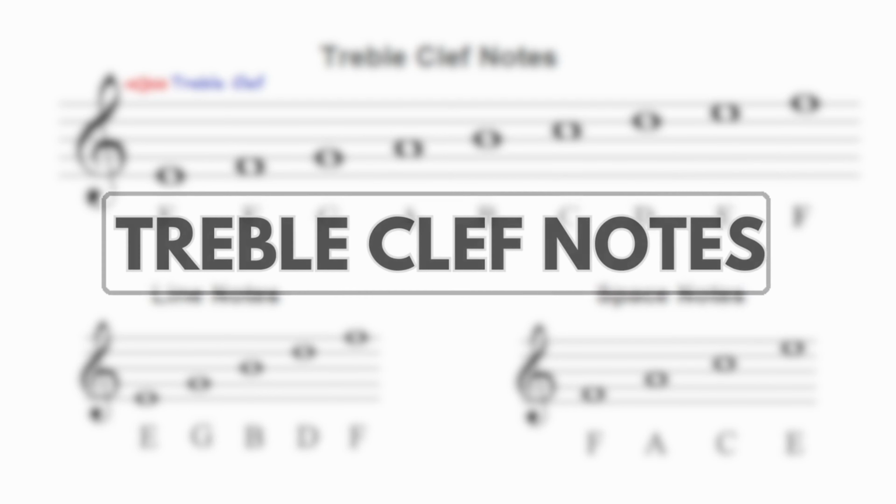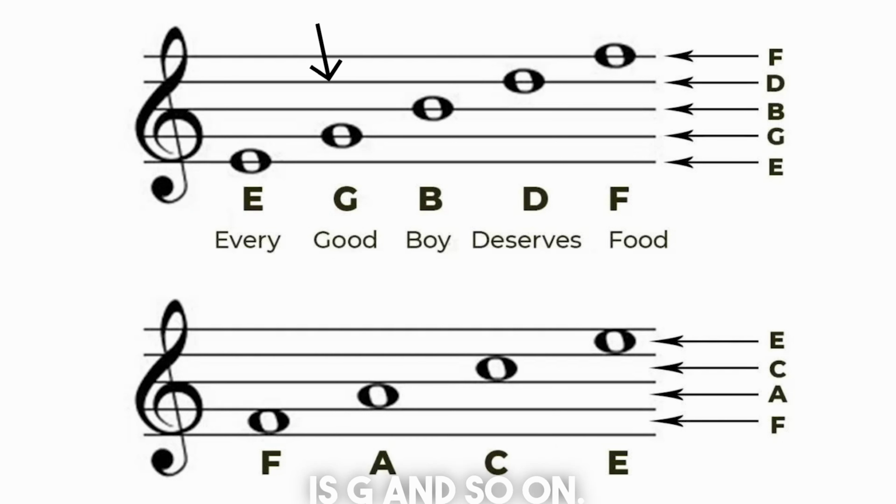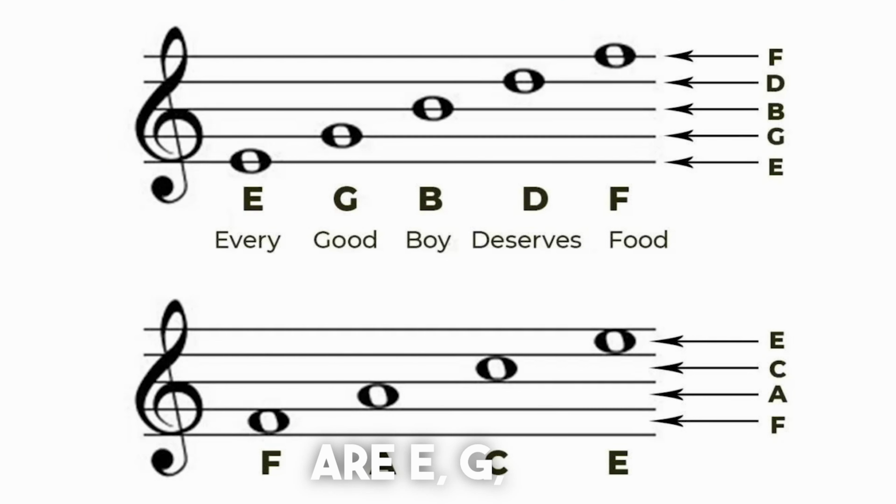Treble clef notes. Every note on a line is one of the natural notes. The first line note with a treble clef is E, and the second line note is G, and so on. The line notes of treble clef are E, G, B, D, F. It is easier to remember them by saying, every good boy deserves food.